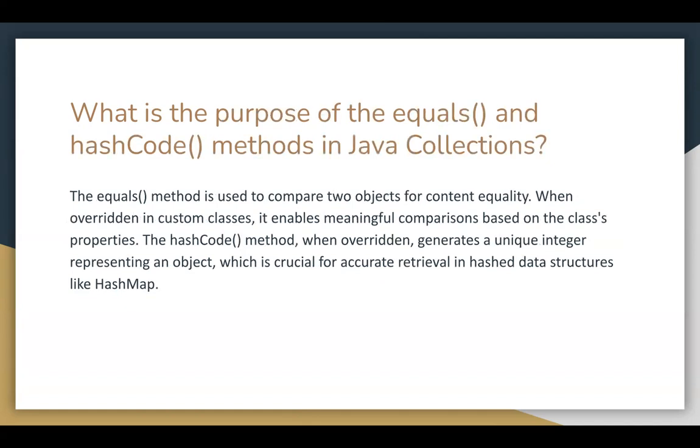Next question is, what is the purpose of the equals and hashCode methods in Java collections? The equals method is used to compare two objects for content equality. When overridden in custom classes, it enables meaningful comparisons based on the class properties. The hashCode method, when overridden, generates an integer representing an object, which is crucial for accurate retrieval in hash data structures like HashMap. So it's very important to override hashCode and equals methods in case you are using any custom class as a key in HashMap.